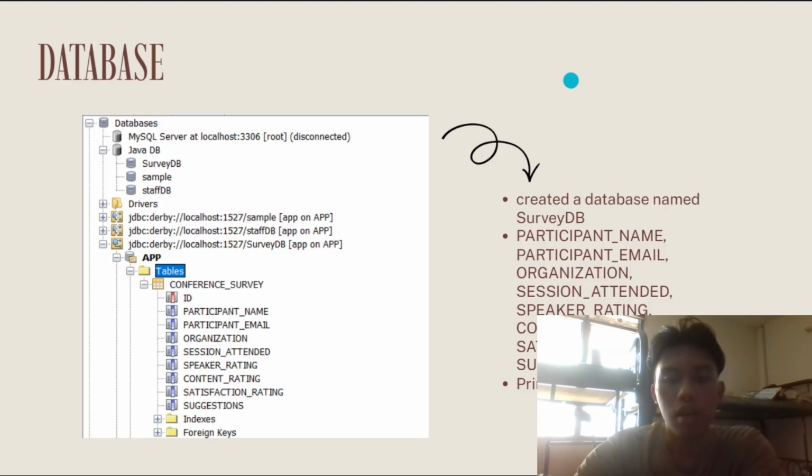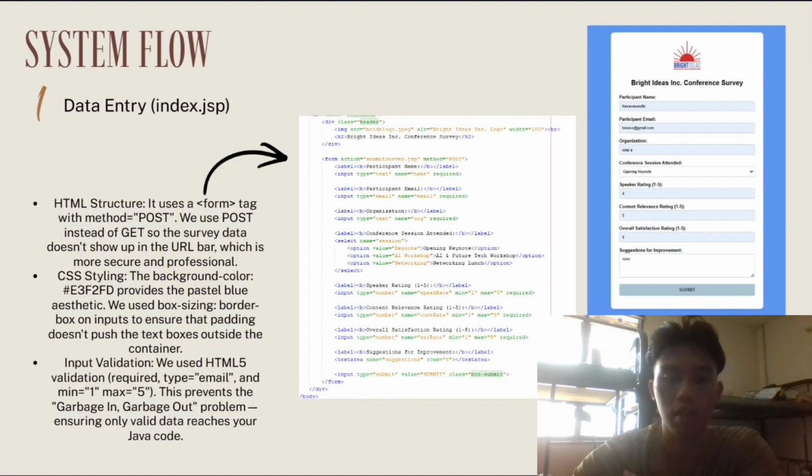The primary key is ID, which ensures that every data entry is unique and can be easily managed. And this structured database helps store and retrieve survey data efficiently.